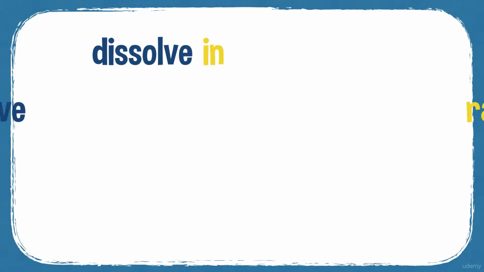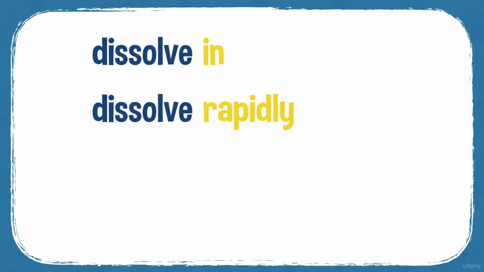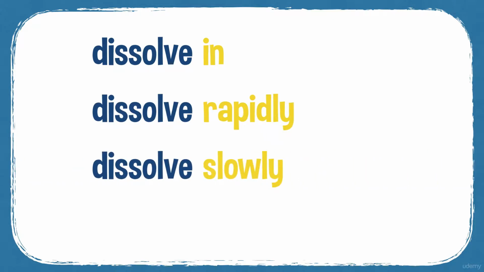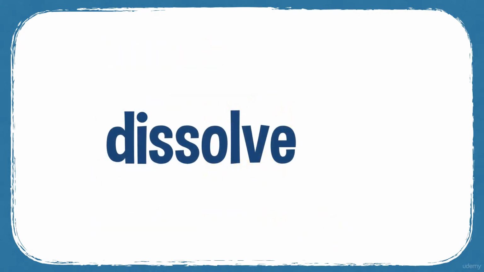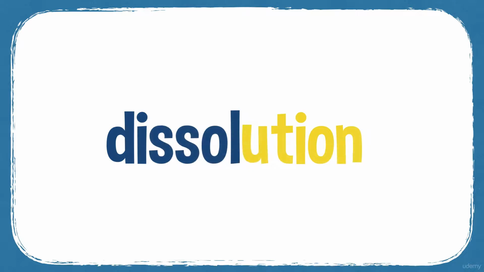You dissolve something in. You can dissolve something rapidly or slowly. And completely. You can dissolve something completely. The sugar completely dissolved. It's a verb, dissolve, so you can have dissolves, dissolving, and dissolved. There is a noun, which is dissolution. Here, by the way, you have the z sound again, dissolution. But this isn't really used in science.